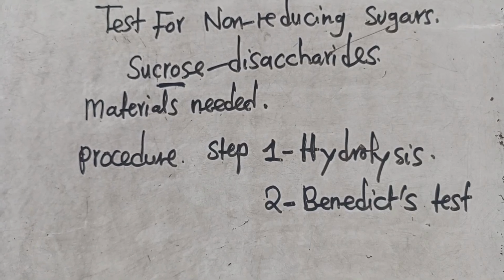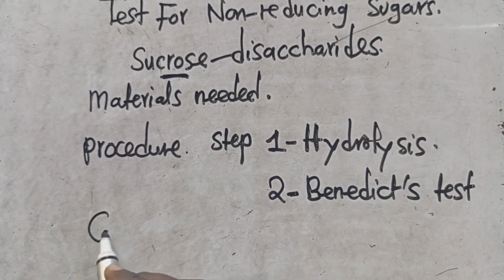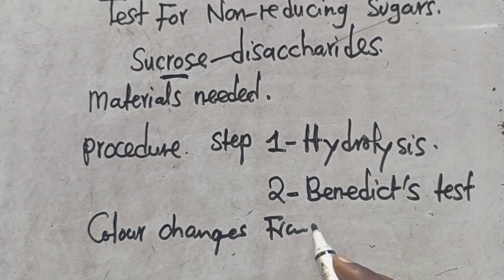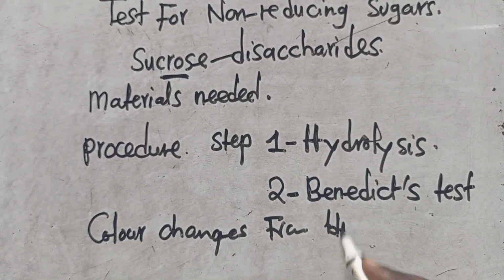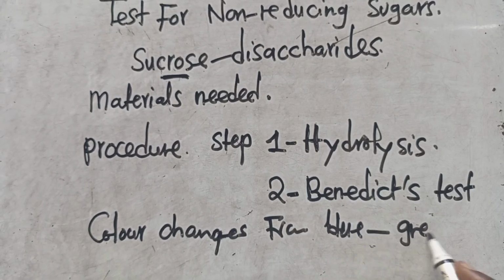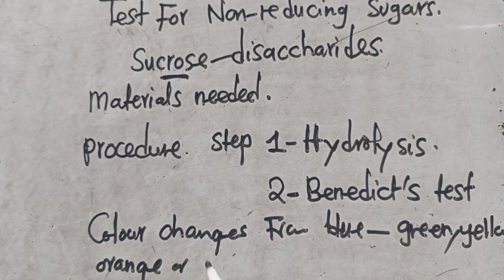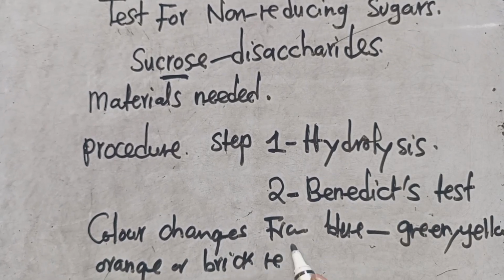If the color changes from blue to green, or yellow, or orange, or brick red, you discover that it indicates the presence of reducing sugars. So these are what you are supposed to know.